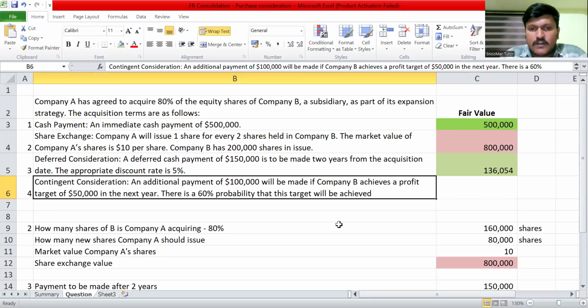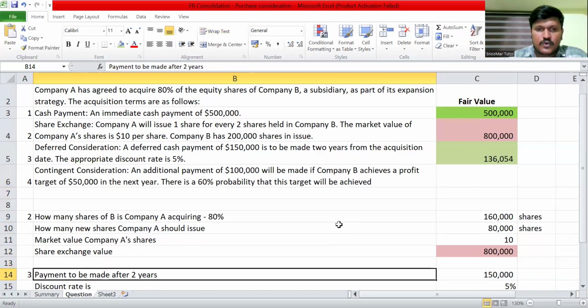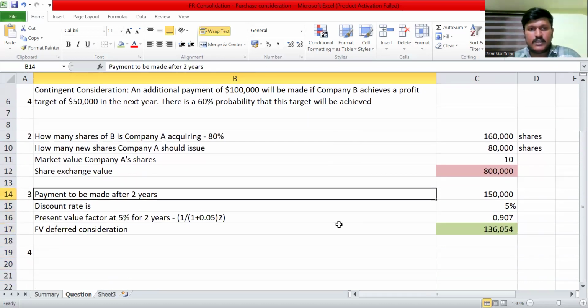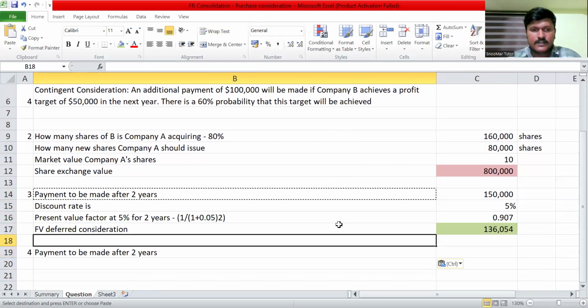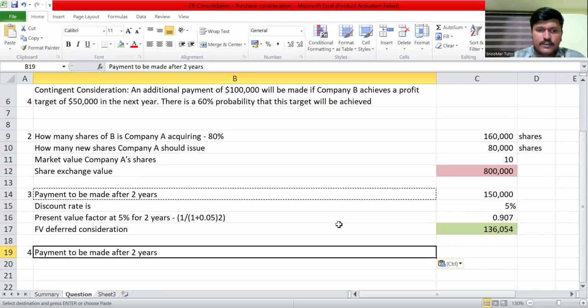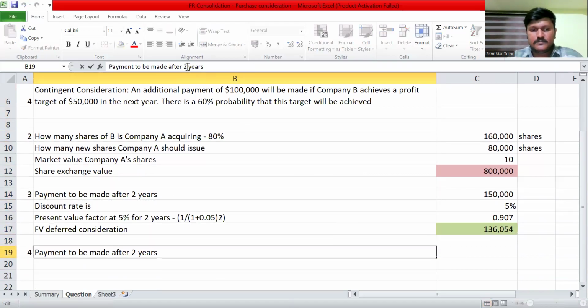In a real life scenario, it would be given as a contingent consideration: an additional payment of 100,000 will be made if company B achieves a profit target of 50,000 in the next year, and there is 60% probability that this target will be achieved. Let's consider how we will calculate this. The additional payment of 100,000 is to be made. Is it after 2 years here? No, it is after next year. So the payment is to be made after 1 year.